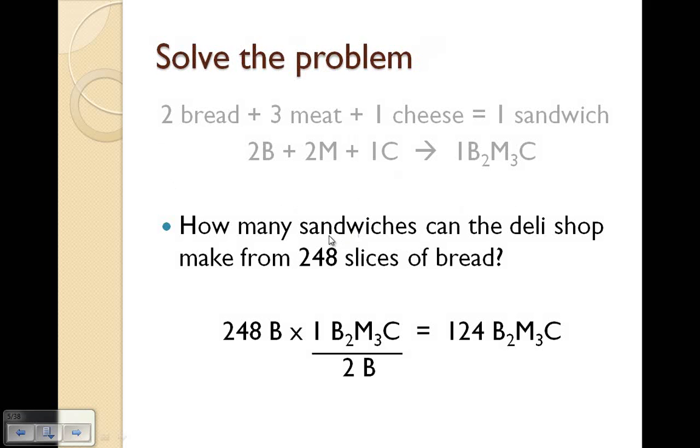Okay, so if we wanted to figure out how many sandwiches we can make, you probably just did this in your head. You took 248 and divided by 2. But you could do this with factor label. 248 pieces of bread. And what we know is 2 pieces of bread give me 1 sandwich. Just going back to factor label, as you recall, we start with our given, and we want to have the same units below on the second factor so that bread and bread will cancel out. Okay, so when we do that, we end up with 124 sandwiches, which I'm sure is what you ended up with.